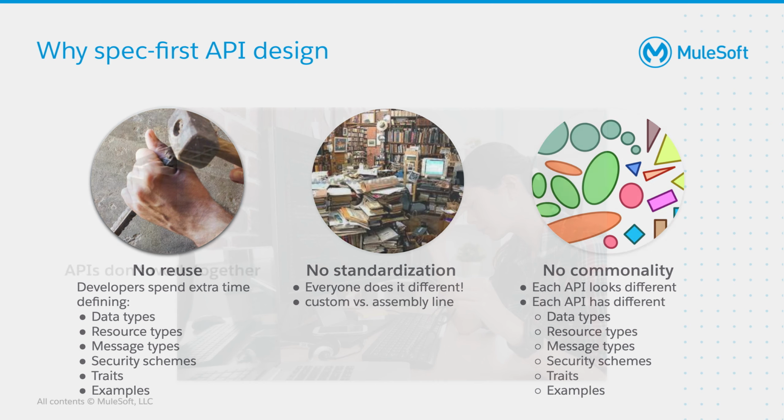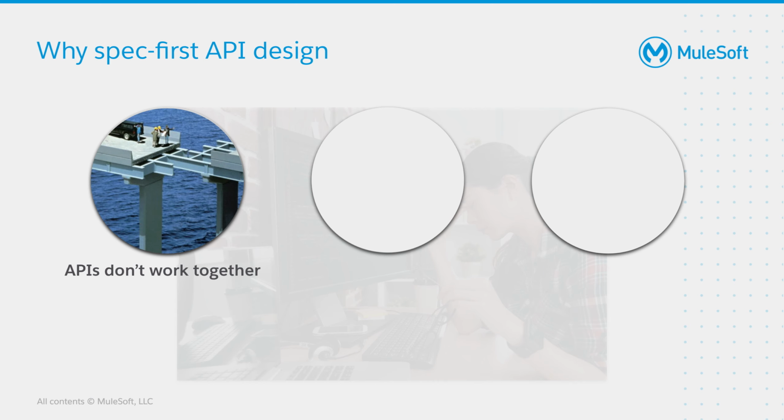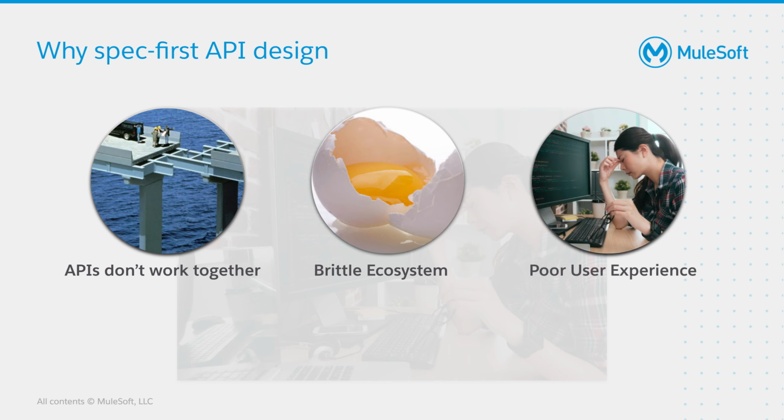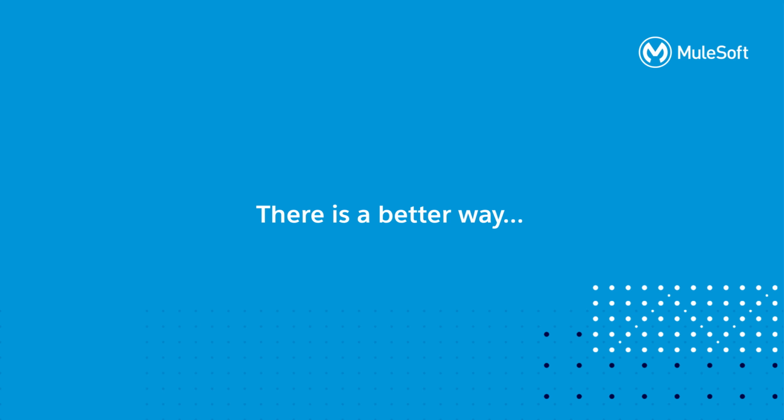Now, when we think about the impact of this, APIs don't work together. It's like that bridge you see here. It didn't work out the way we intended. That's because we didn't follow the same specs that were out there. It's a very brittle ecosystem because everyone has to understand every API, and there's nothing that insulates consumers from those back-end systems. So it's a very brittle ecosystem that we've introduced. And as we've talked about, a poor user experience because we don't have any standardization across those APIs. But there is a better way.